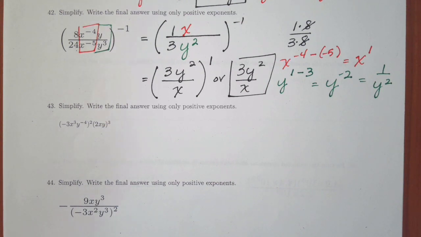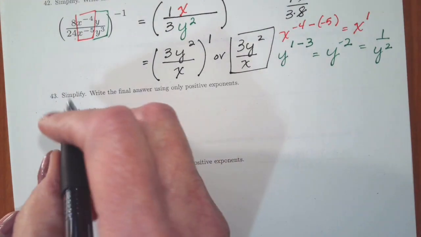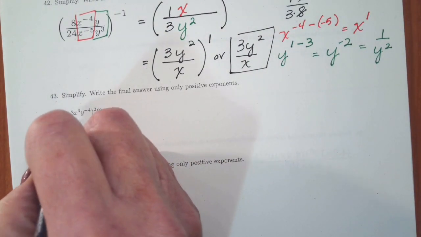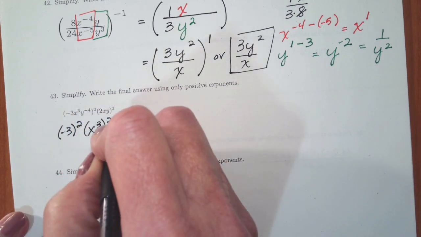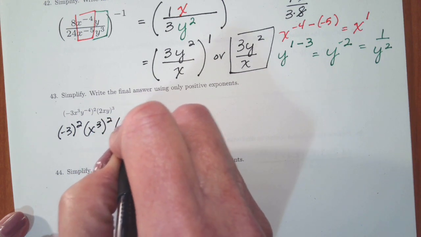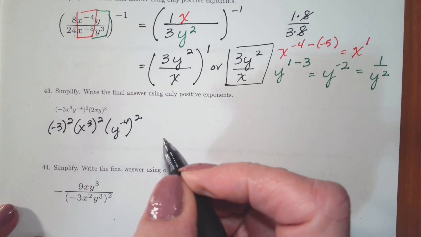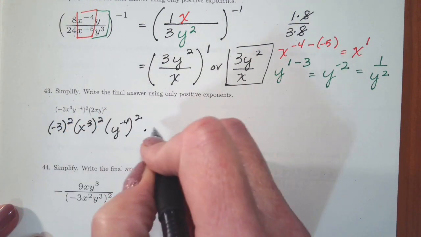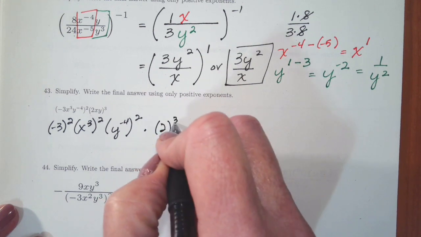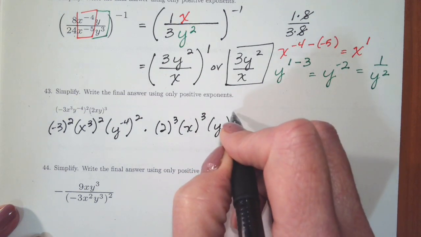All right, I'm going to do this in a couple of steps. I'm going to start out by taking everything in here to the second power. So this becomes negative 3 to the second, x to the third to the second, y to the negative 4 to the second. And then I'm going to take everything in here to the third power. So this is going to be 2 to the third, x to the third, y to the third.